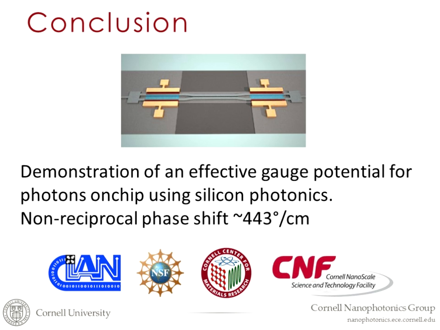So, in conclusion, I've demonstrated an effective gauge potential for photons on chip using silicon photonics. Based on the device length of about 8 or 9 millimeters, we can calculate the total non-reciprocal phase shift to be around 443 degrees per centimeter. This number is pretty much the same order of magnitude as monolithically integrated macroscopic materials. I hope in this talk I convinced you that using silicon photonics we can create these non-reciprocal phases, and the future work would be to use these non-reciprocal phases to generate a two-dimensional effective magnetic field.